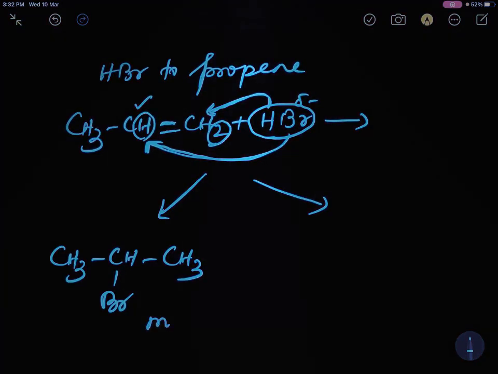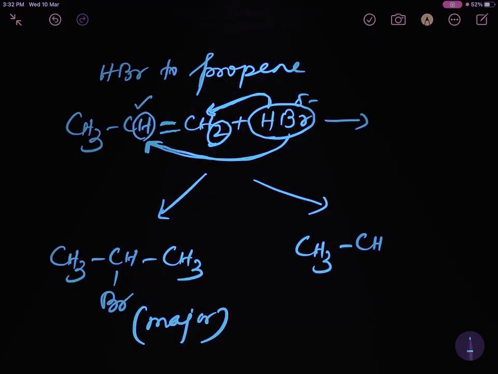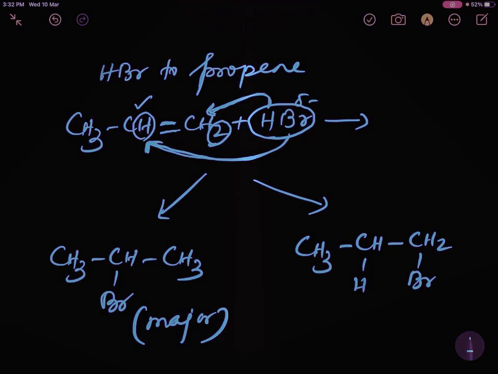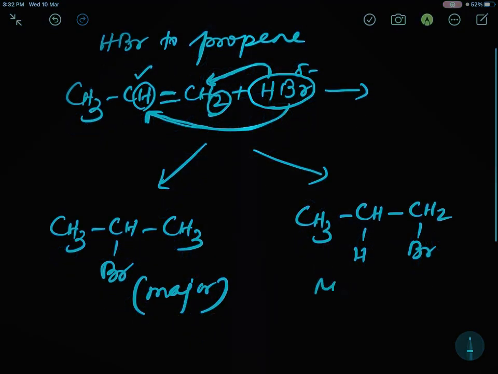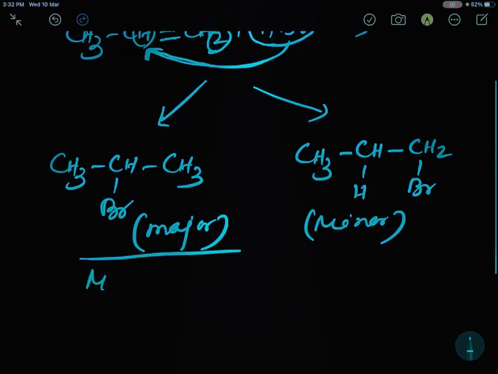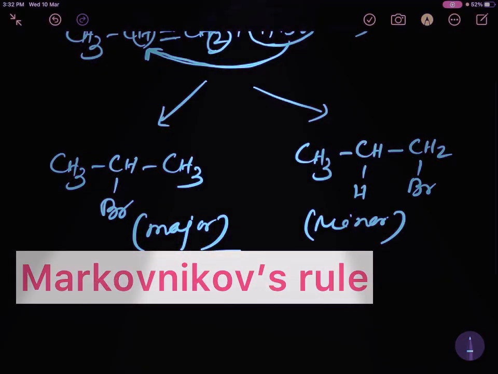This is the major product, and the minor product is CH3CH2CH2Br. This is the minor product, and this product is not according to Markovnikov's rule.